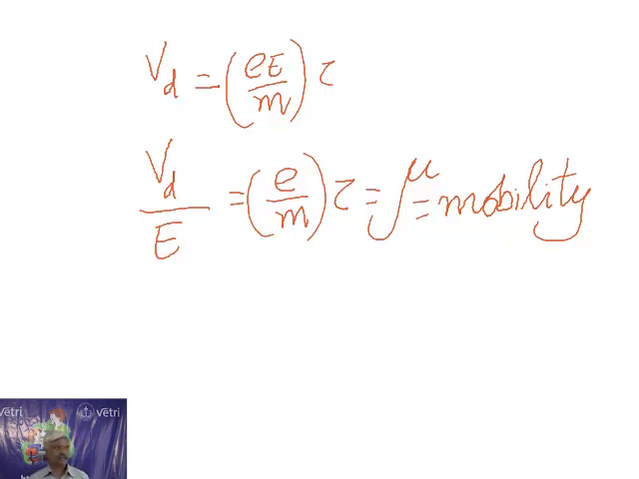M, mass of an electron. Tau, the relaxation time. Substitute this, the mobility can be calculated. This is the one thing I have to remember.